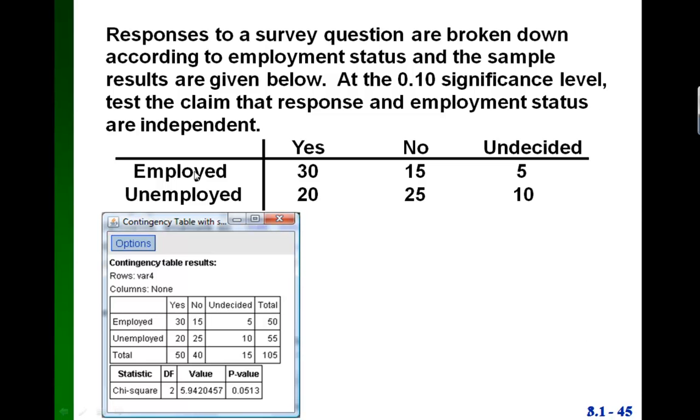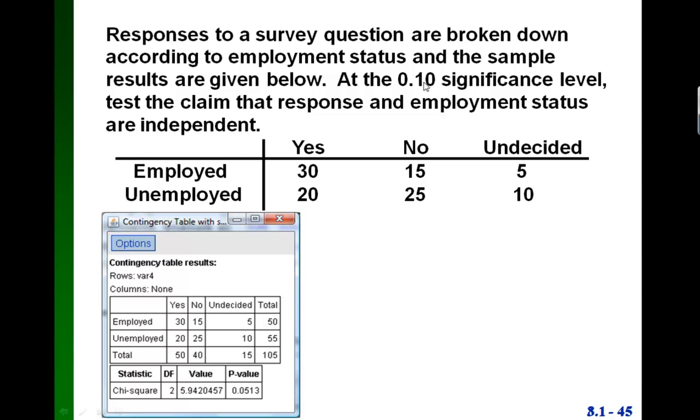One more example. In this one we have a contingency table that compares employment status and the responses to a specific survey question of yes, no, or undecided. So in this one, again, if we just type these values into StatCrunch, run our contingency table hypothesis test, then we have 2 degrees of freedom because we had 2 rows and 3 columns. That means we're taking 1 times 2, so that's 2 degrees of freedom. Our test statistic is going to be 5.94. That gives us a p-value of 0.0513.